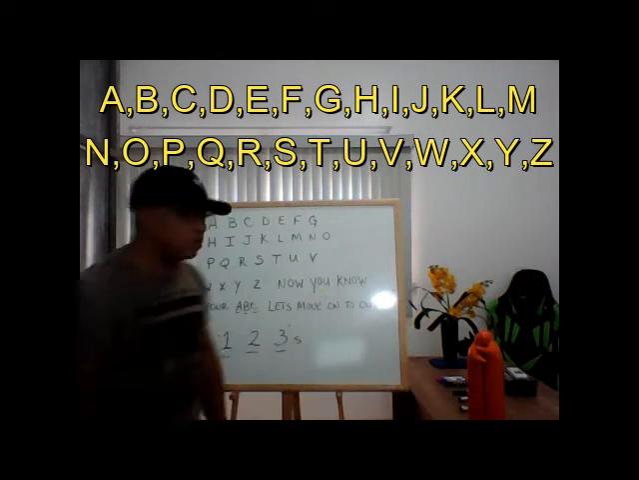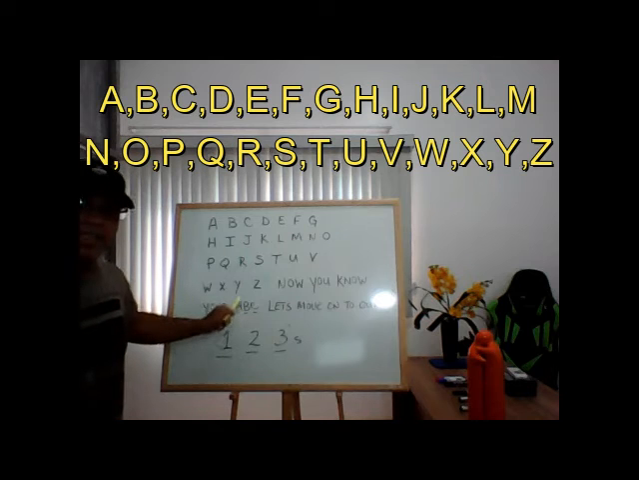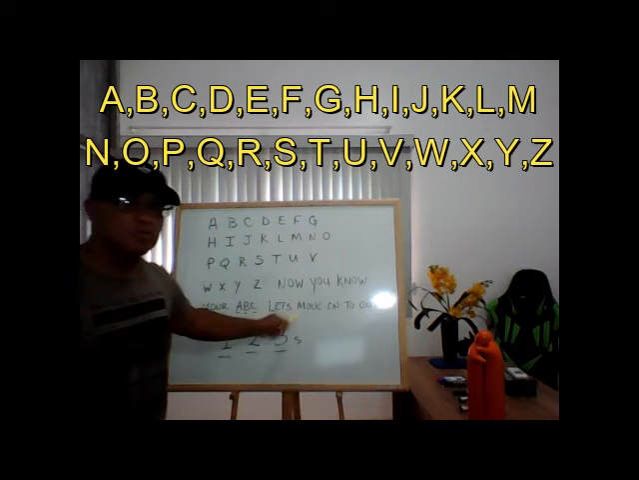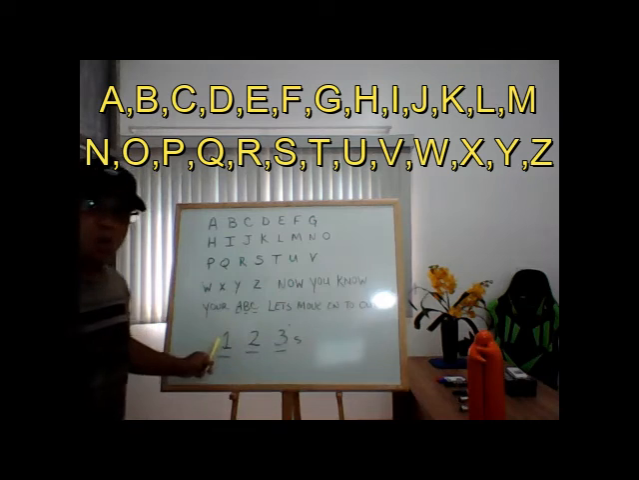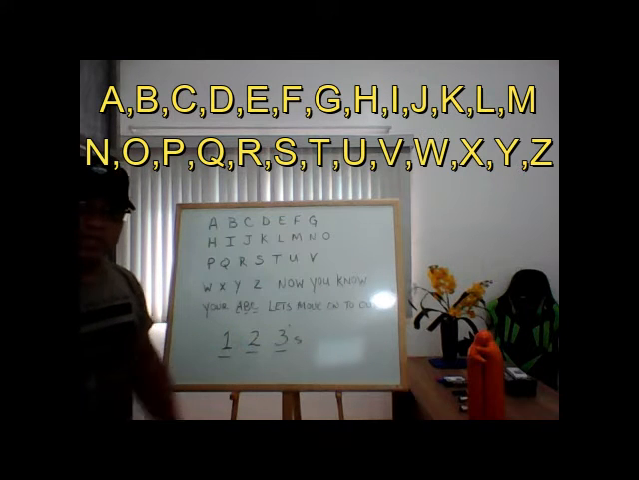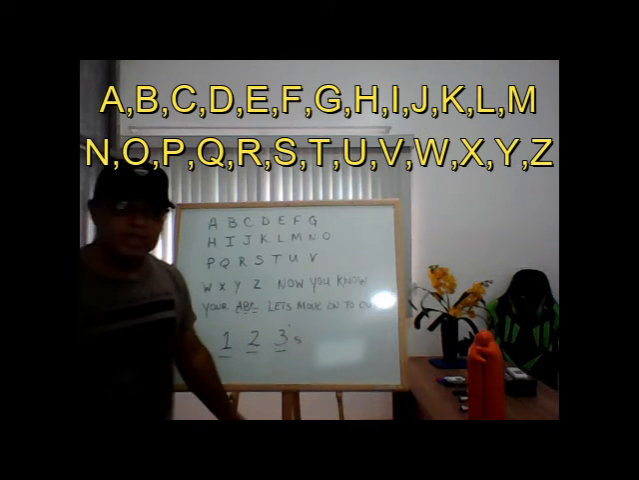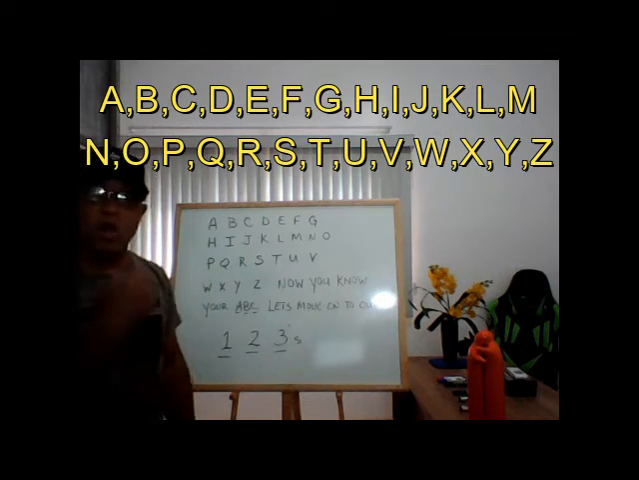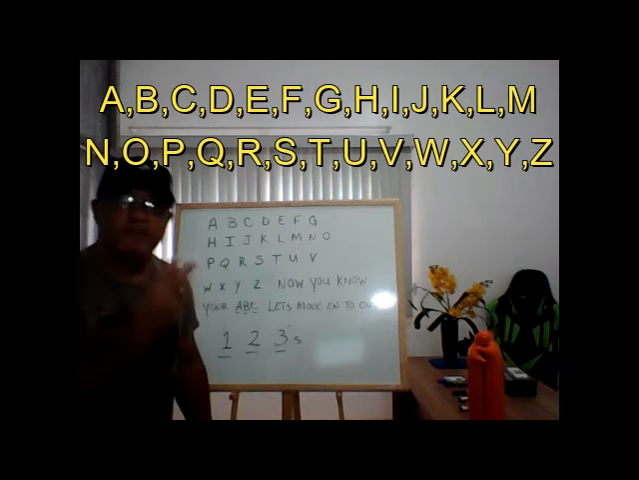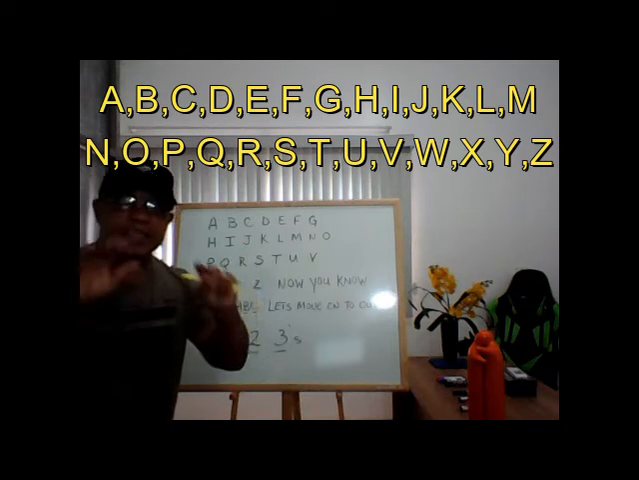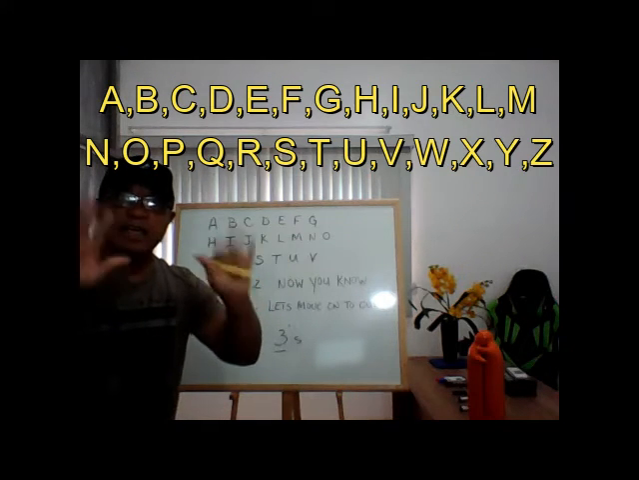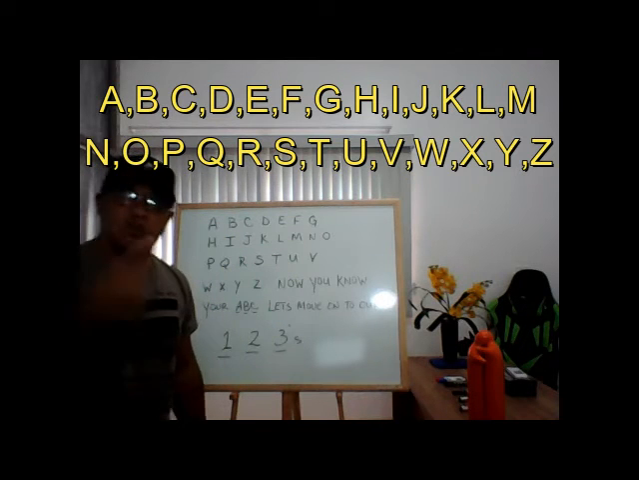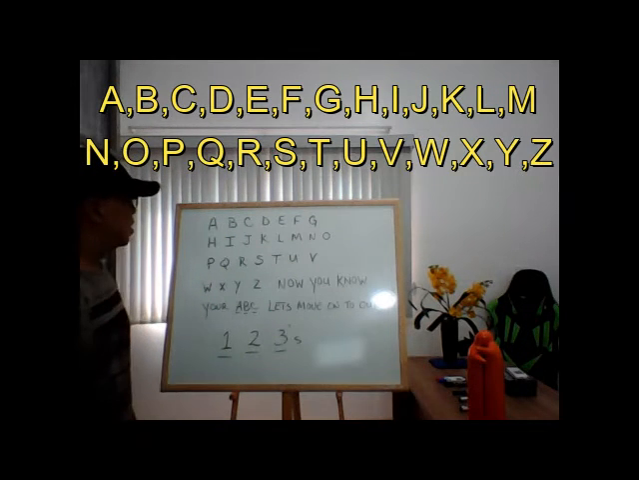Now you know your ABCs. Let's move on to our 1, 2, 3s. Of course, 1, 2, 3s being the start of the numbers in the English language. 1, 2, 3, 4, 5, 6, 7, 8, 9, 10, and so forth and so on.